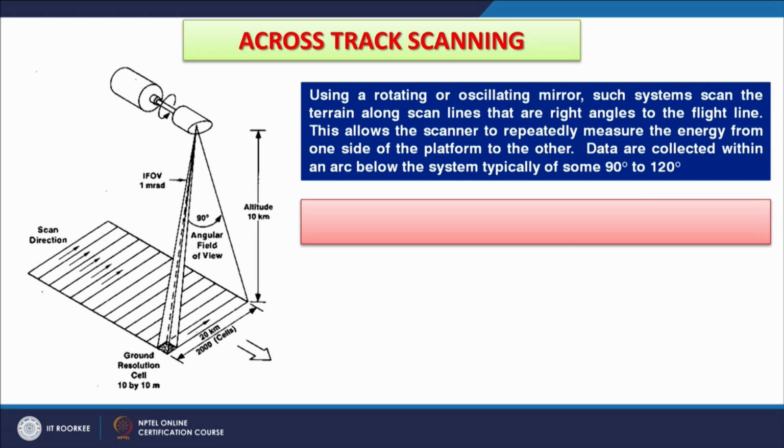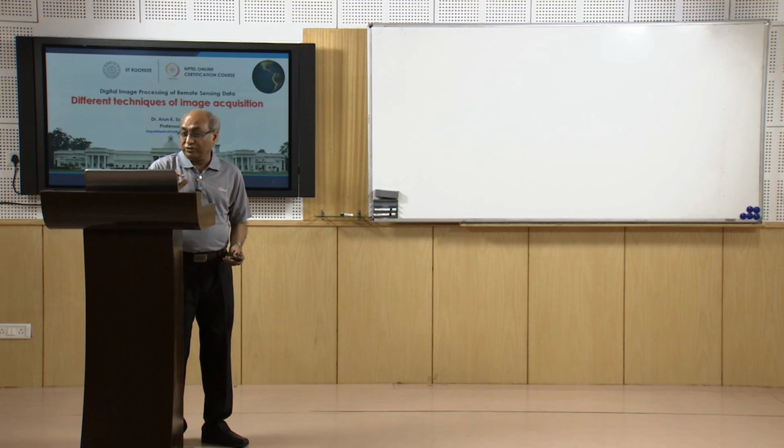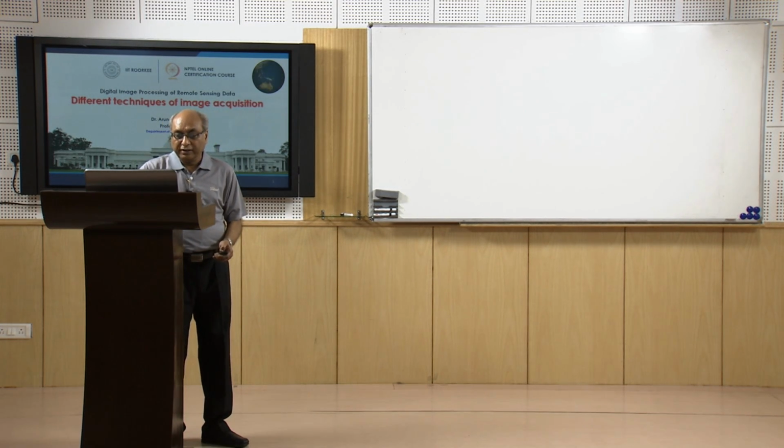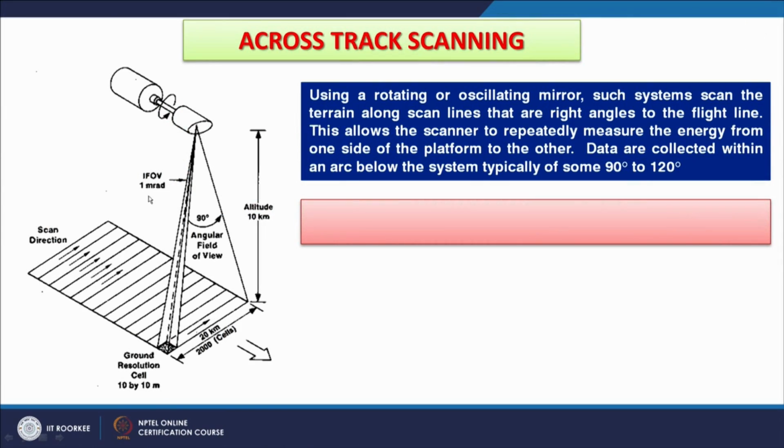and keep recording the data. Data are collected within an arc below the system, typically some 90 degrees or maybe 120 degrees. The smaller the arc, the fewer the distortions; the higher the degree of arc, the more the distortions, but the swath will increase. So there is always a trade-off in that sense. This solid angle is called IFOV, which is measured in radians, whereas the pixel we always measure in meters, which decides your ground resolution. And this is the scan direction, because the oscillating mirror is scanning in this case from left to right.